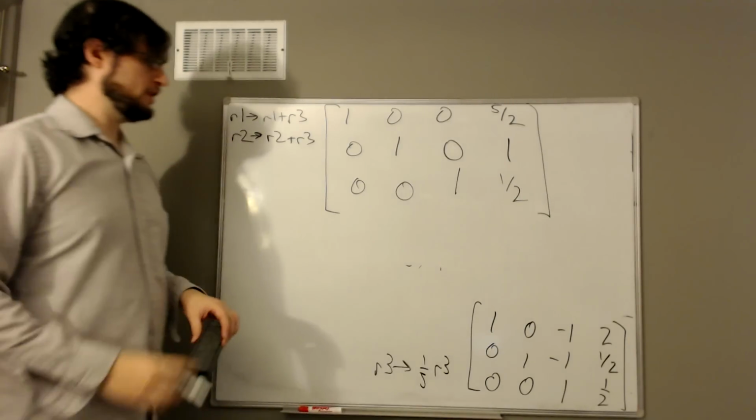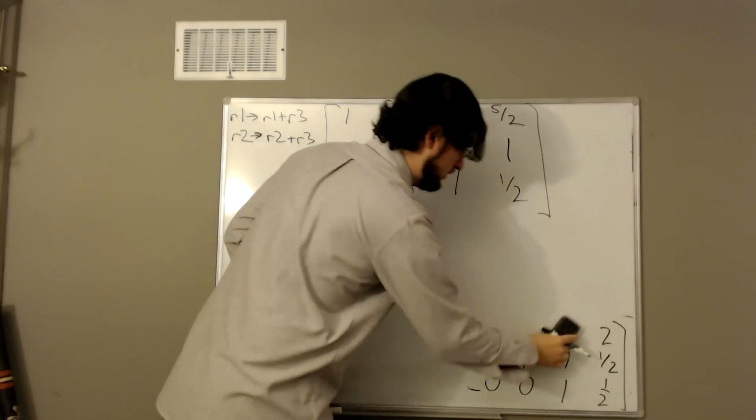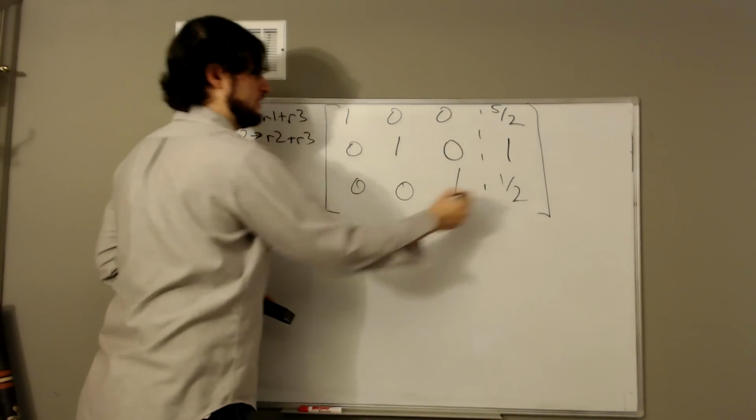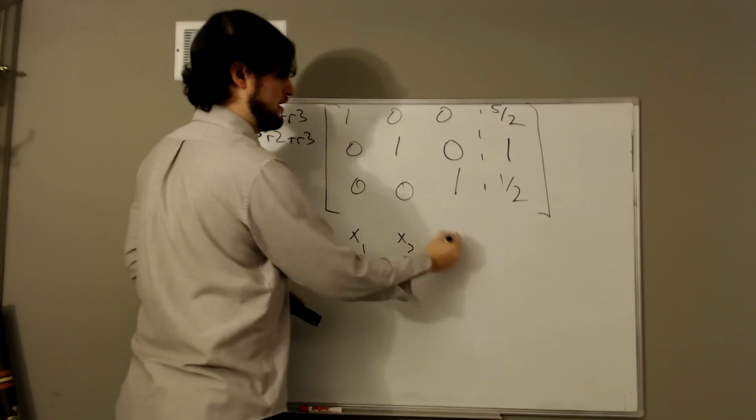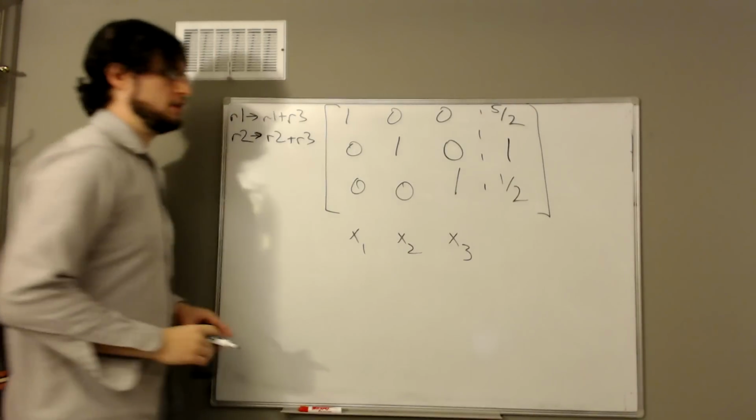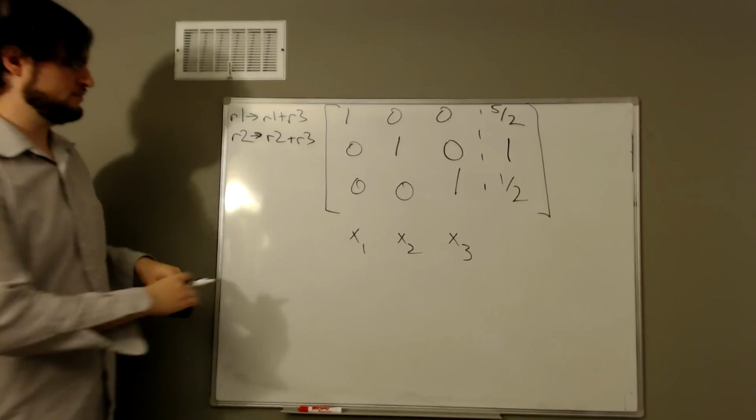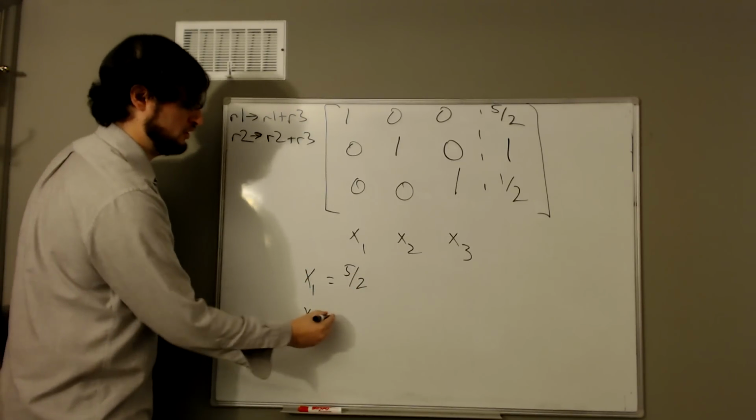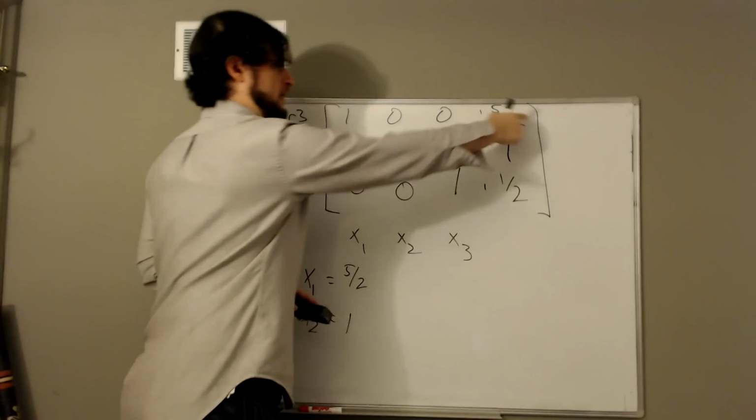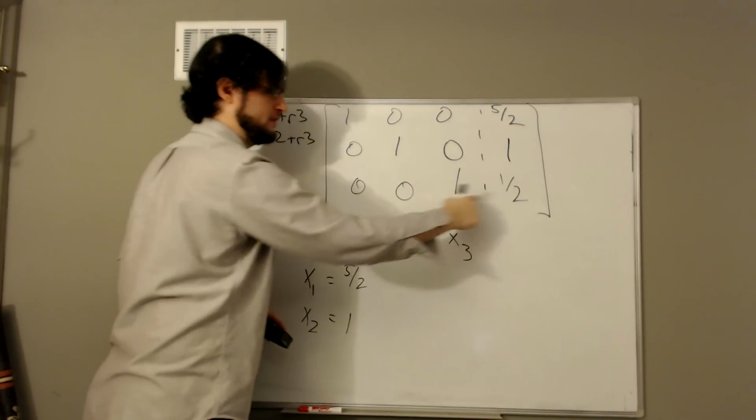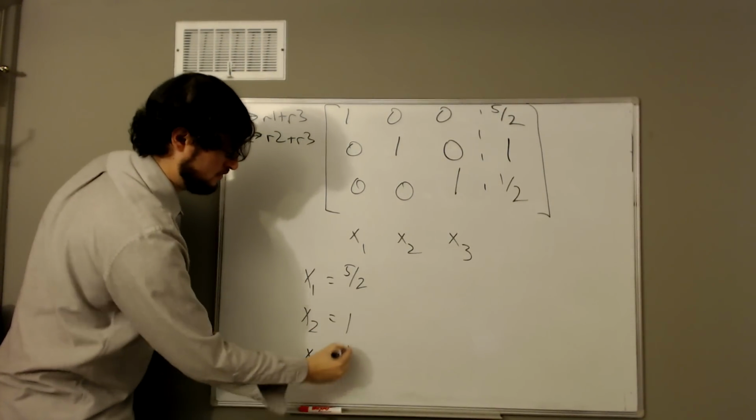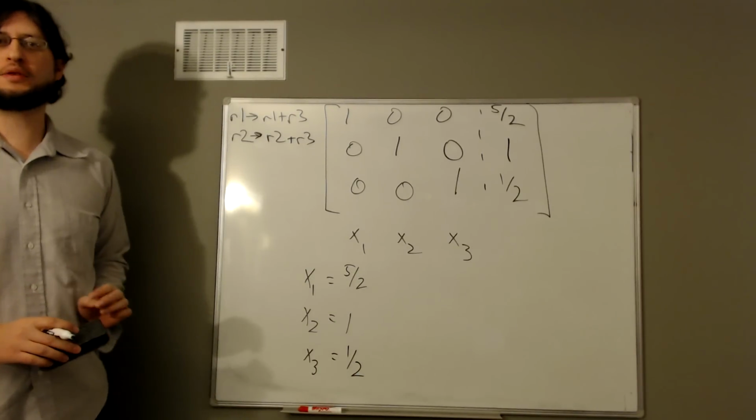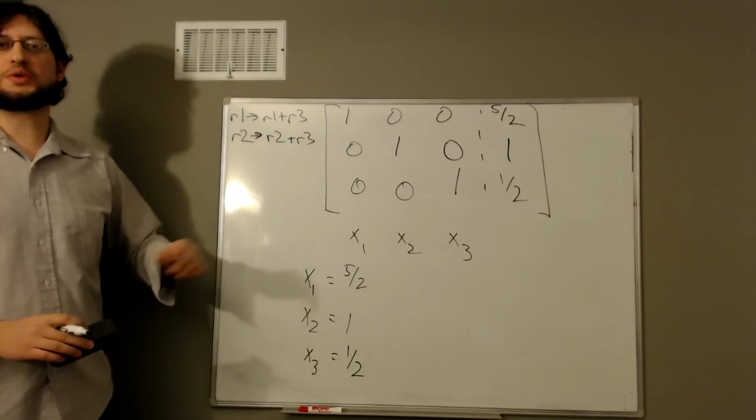Which means at this point, I can actually read off my solution to my initial system of equations. Because remember, this is the x1 column, x2 column, x3 column, constants column. So my solution is x1 is 5/2, x2 is 1, x3 is 1/2. And if you go back and check this in the initial system that we have written down, you'll find that it works in all 3 of the equations.